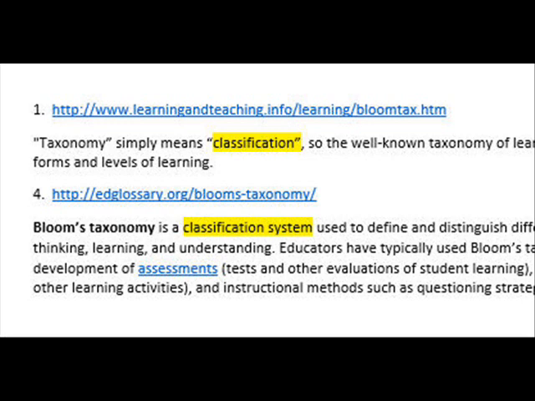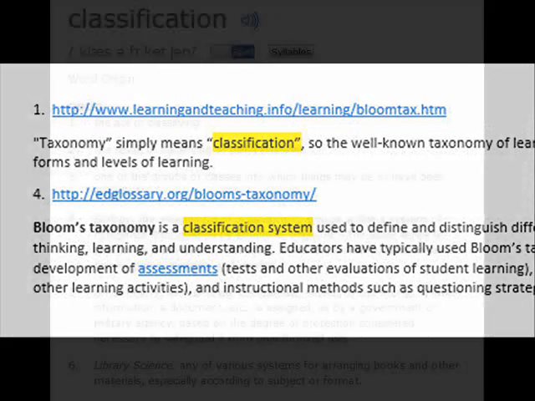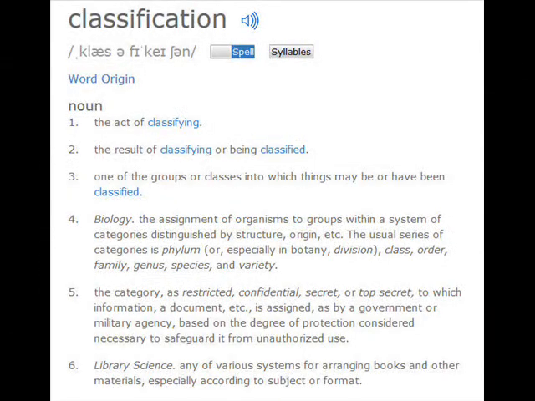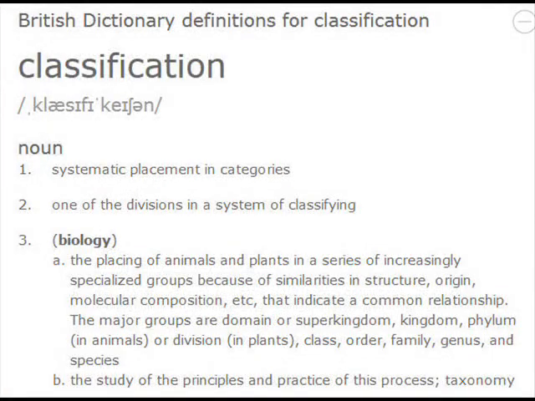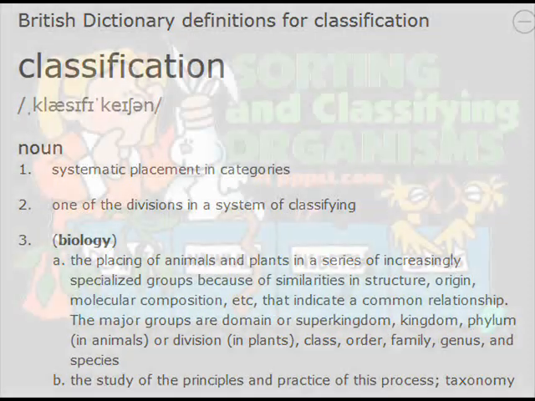So I know it's important, and I need to ask myself some questions like, all right, well, what exactly does that word mean? And how can I think about the definition in terms of further exploration of what Bloom's taxonomy is? So I went to dictionary.com, and gosh, you have to love American dictionaries sometimes. Classification, the act of classifying. I scrolled down and saw the British dictionary definition, and it said, systematic placement in categories. So much more helpful. Thank you, Brits.